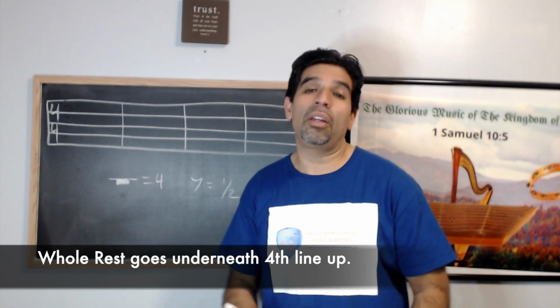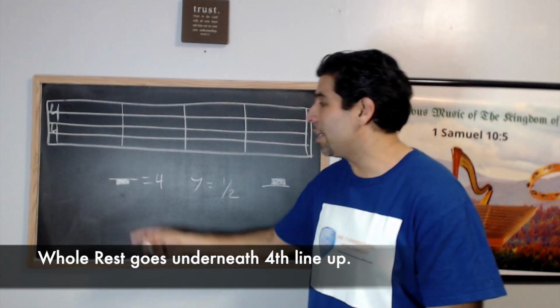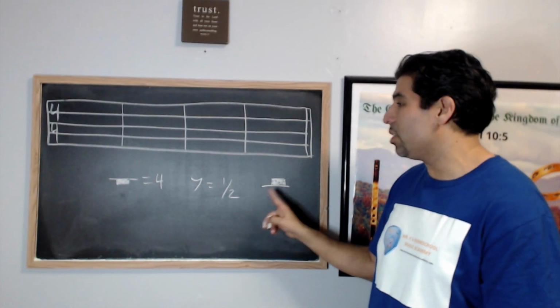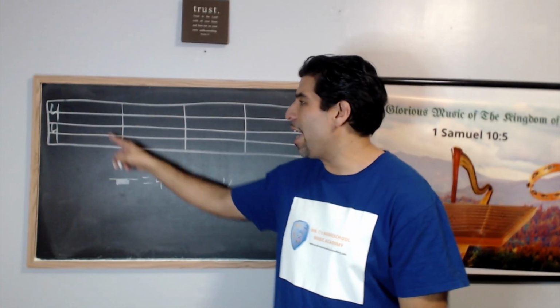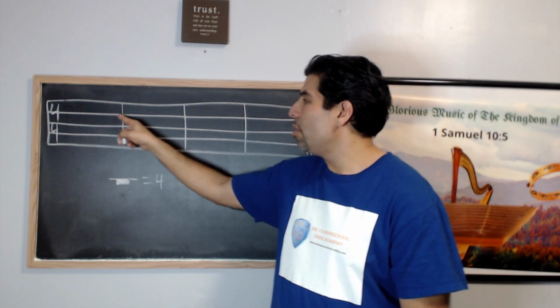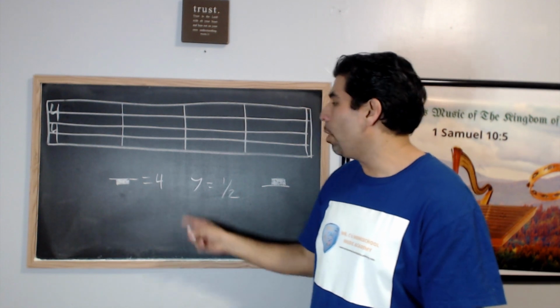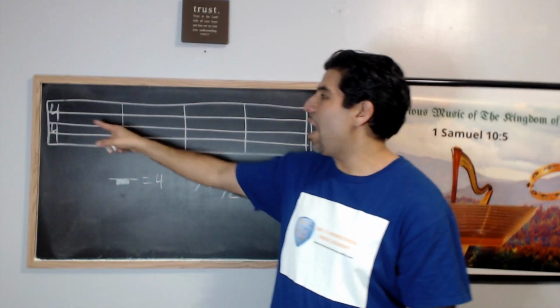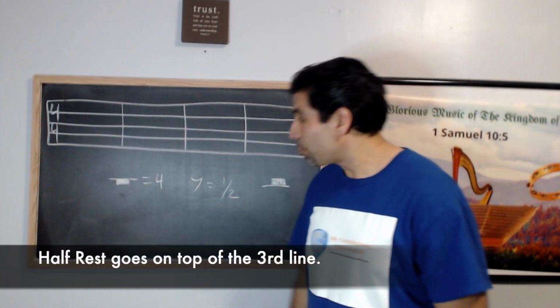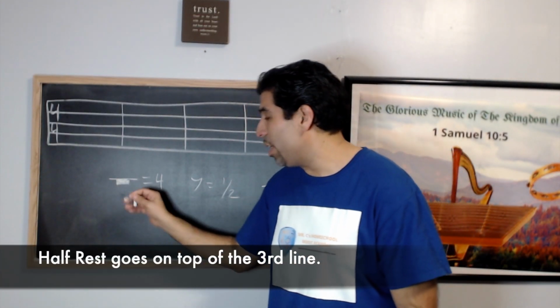That's how you'll be able to tell the difference between the half rest and the whole rest, not just because the hat part is upside down, but the rectangle of the whole rest will be hanging underneath the 4th line up, as opposed to the half rest having the rectangle on top of the 3rd line. So we're going to add in our whole rest, which is going to equal 4 beats of silence.